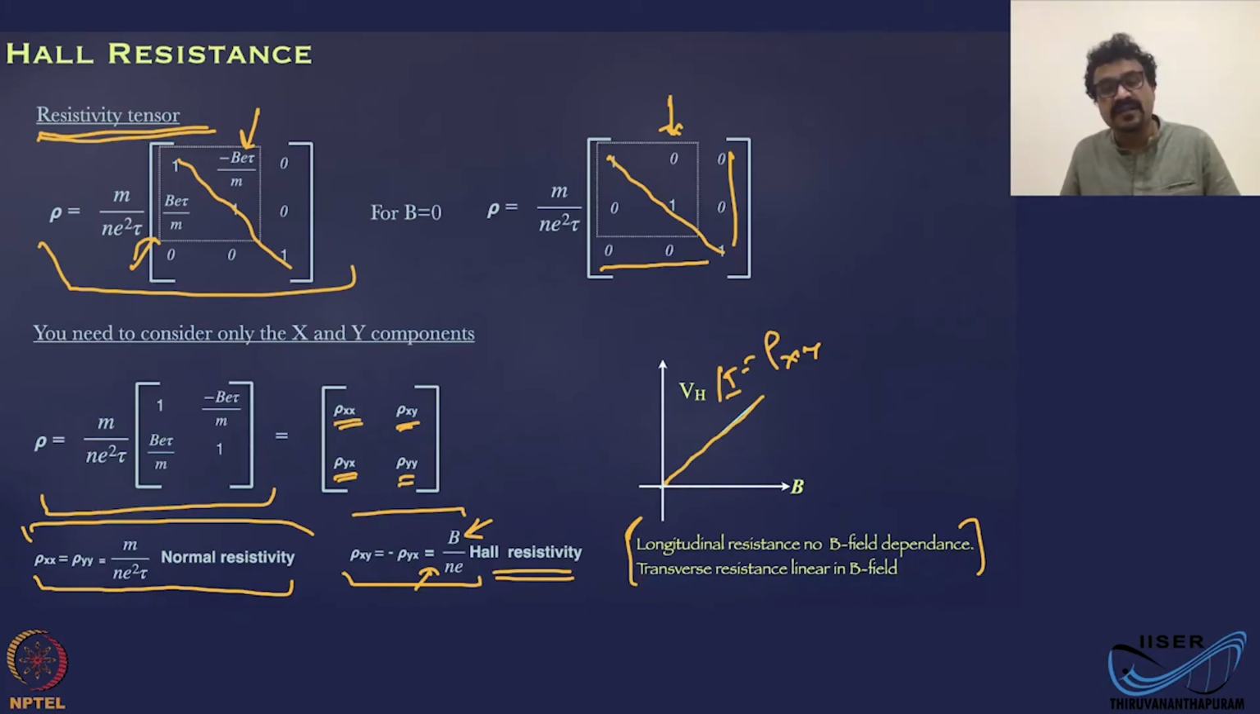Longitudinal resistance is the resistance along the direction of the applied electric field, and transverse is the one which is perpendicular to it, that is the xy term. If we assume the electric field is applied in the x direction, I'm talking about the xy direction. The xy term is proportional to the B field, and this is the classical Hall effect. All right.